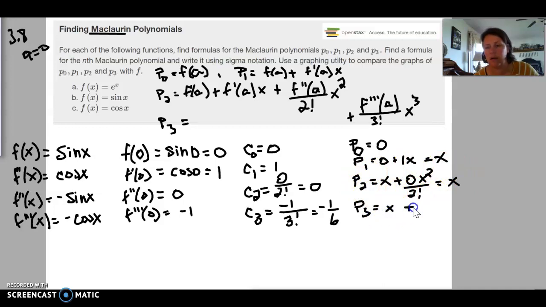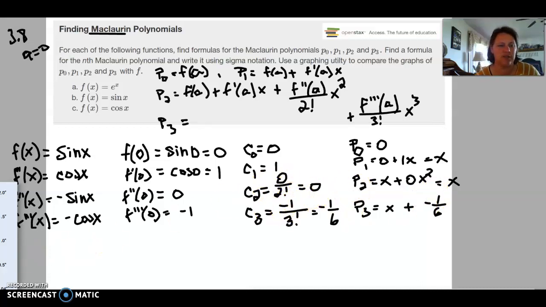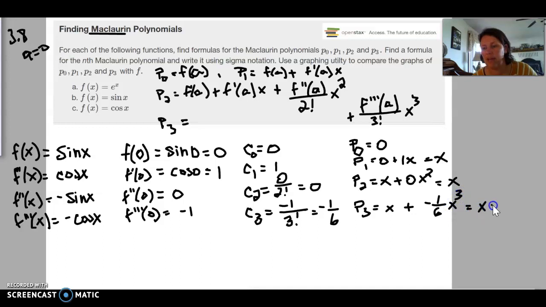x, plus our coefficient, which was negative 1/6. Oh, now let's go back to that. I didn't need to include that negative, or that 2 factorial, because it was already included. Not that it changed my answer, but we did include that in our coefficients back here. So we don't need to include it again. So the negative 1/6, that 3 factorial is included in my coefficient, and then times x cubed. So simplifying that a bit, we get x minus 1/6 x cubed.